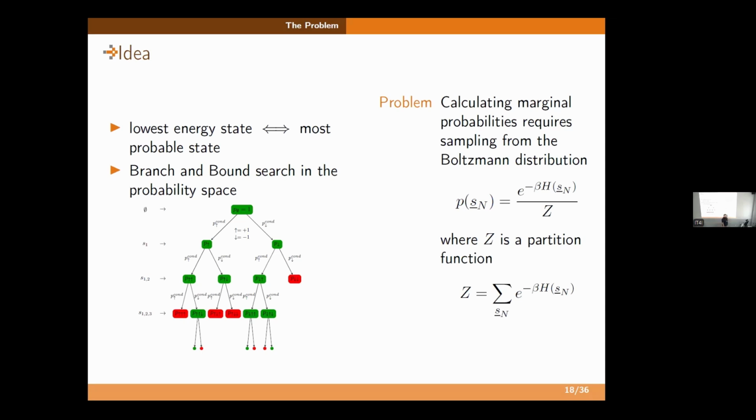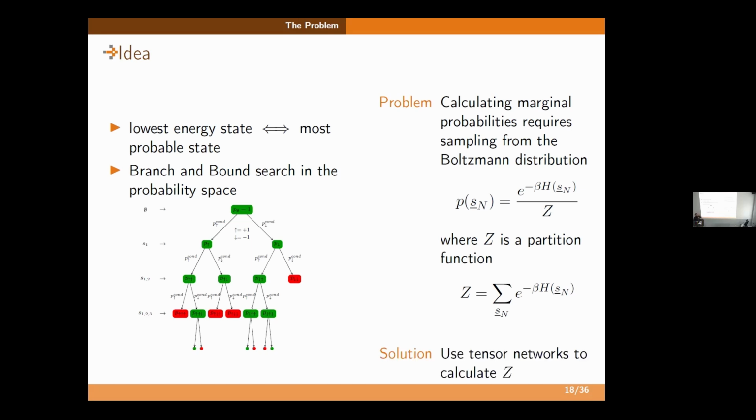But what is the problem? Calculating the marginal probabilities requires sampling from the Boltzmann distribution, which is shown here, and is just e to the minus beta, a parameter we call the inverse temperature, times the Hamiltonian, or the energy values. The problem is here with Z, which is called the partition function. It is just the normalizing factor, the sum over all possible configurations. That is really expensive to calculate, because we have an exponential number of possible configurations, so we are stuck with that.